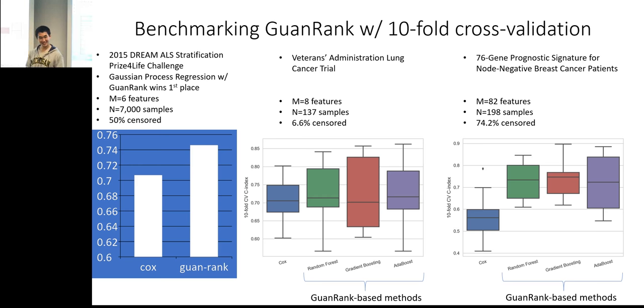Is it the number of features? You can't actually conclude from 3 samples when our model works best. It's a small sample size. It looks like the more features you have, the better. But this one actually has the fewest features, right? So, or how much it's censored. Or maybe it's how much it's censored, right? Yeah, right. Even worse. Yeah. This one is really censored. So it may be the more censored data you have, the better GuanRank performs compared to Cox. But we need a lot more data sets to conclude that.